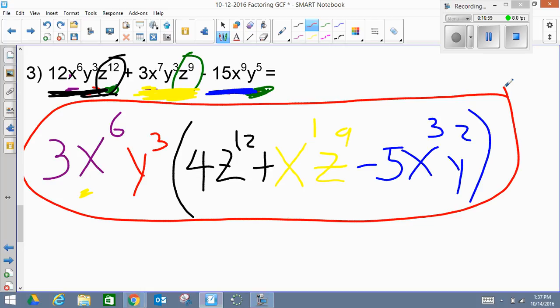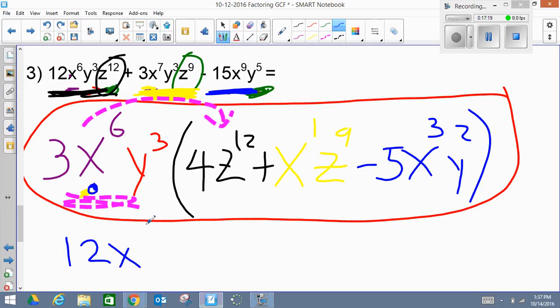What I mean by multiply back is you take the common factor, all this, times the first term. So 3 times 4, 12. X to the 6 times, there's no x here, so it's x to the 6. Y to the third, and there's no y here, so it's y to the third. And the last thing that I have is z to the 12, so I've got to bring my z to the 12.